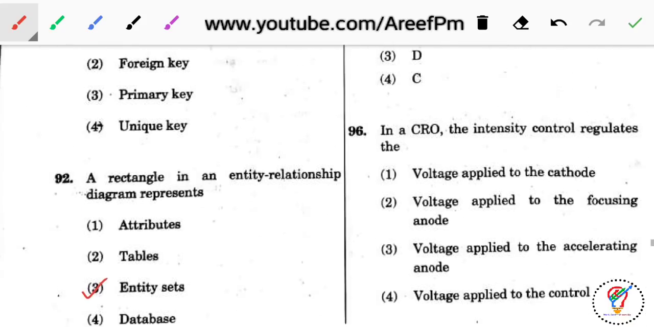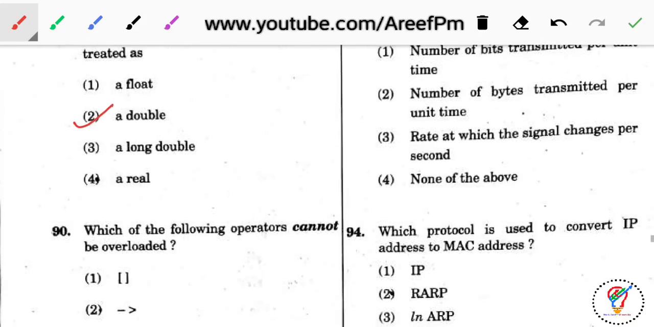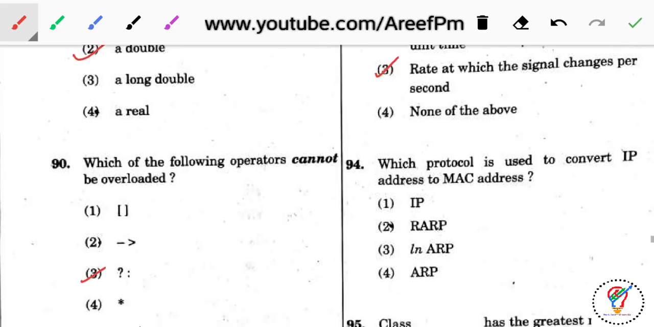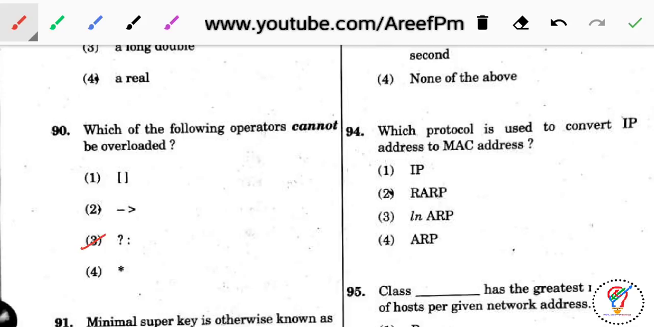And next one, 93rd question will go here. 93rd question, right? In baud means, so baud means the rate at which the signal changes per second. 94th question here, which protocol is used to convert IP address to MAC address? It is ARP.